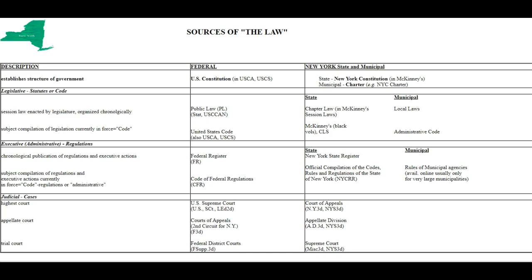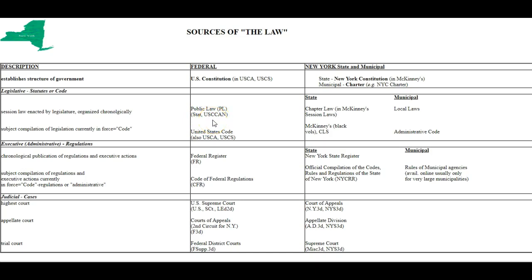So to review where we left off with federal statutes, we had talked about session laws, which are essentially the laws enacted by the legislature, signed by the executive, and they are organized chronologically. And in the federal world, we learned that the session laws are actually called public laws, and those public laws live in Statutes at Large and in USCAN.